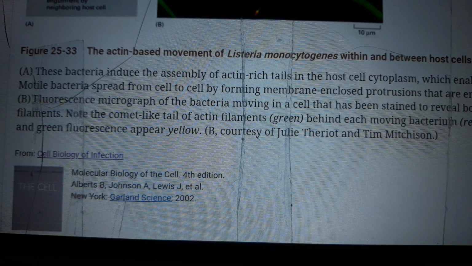These bacteria induce the assembly of actin-rich tails in the cytoplasm.